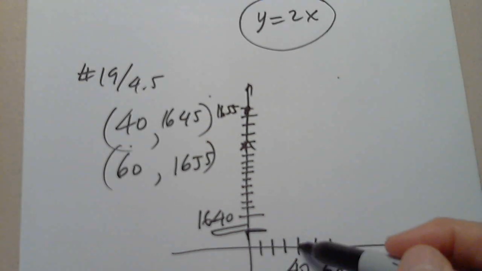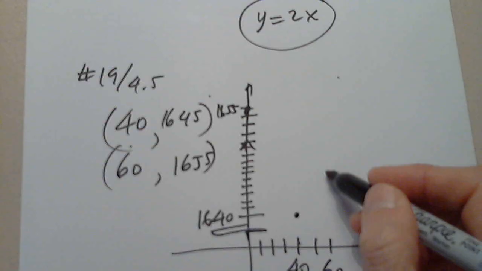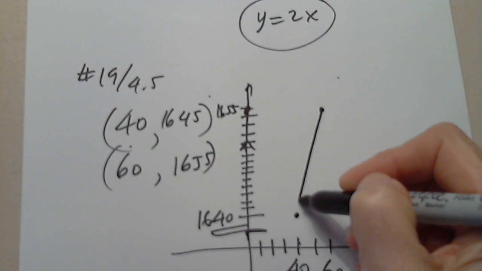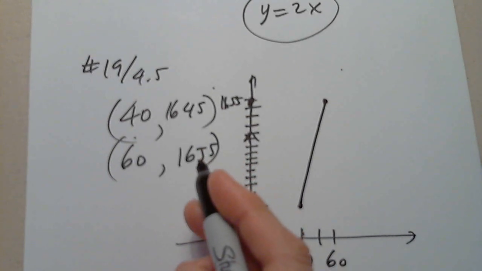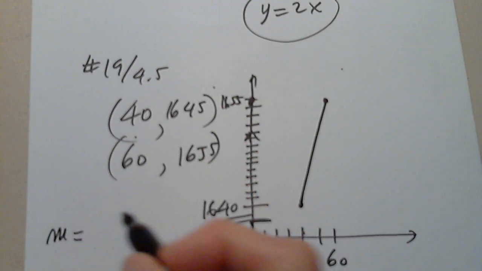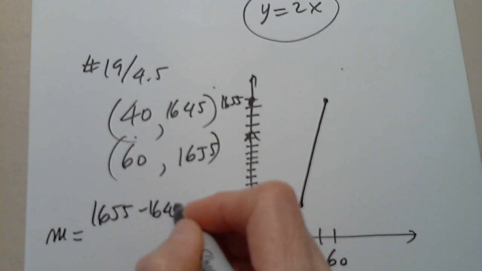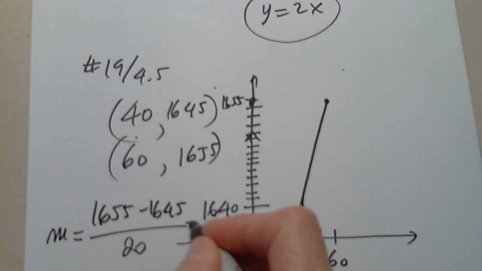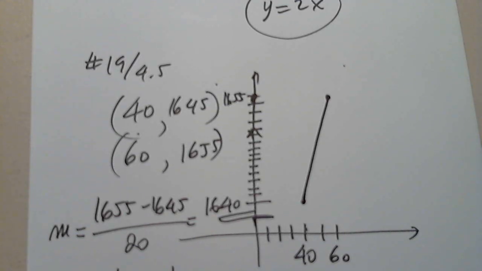Okay, so from here, here, and this is the line. Now, I have not determined the slope. I should in a moment. So 1655 minus 1645 divided by 60 minus 40, which is 20. So the numerator is 10, the denominator is 20, so the slope is 1/2.